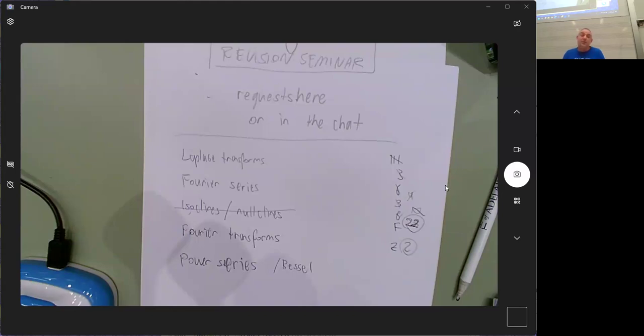I mean, I can talk about Laplace transforms while I'm on the transform train. Yeah, yep. This would be fun.